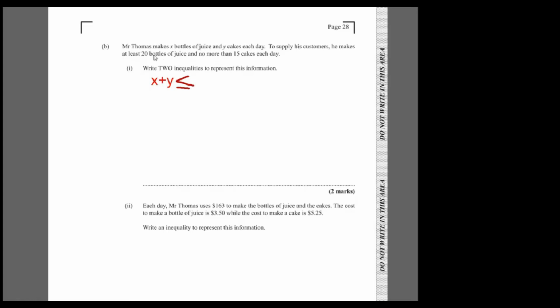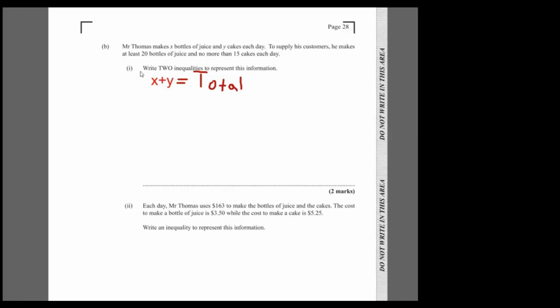To supply his customers, he makes at least 20 bottles of juice. He makes at least. All right, so this is what he makes in total. X plus Y is equal to the total that he makes every day. That's equal to the total. All right, so this is just from the first statement. Nothing here yet. No inequalities yet. Now let's look at the second statement.